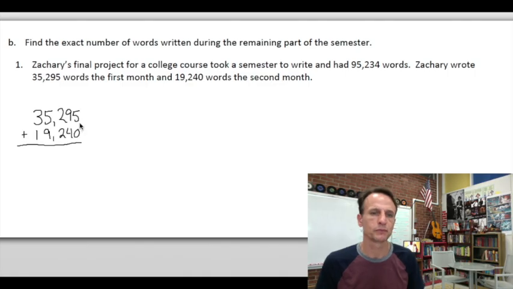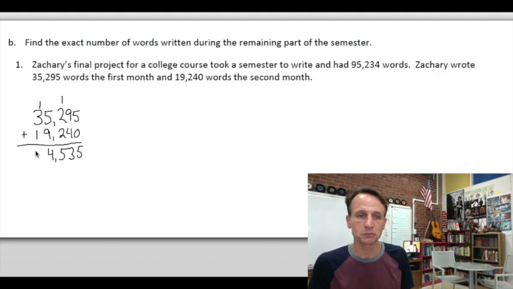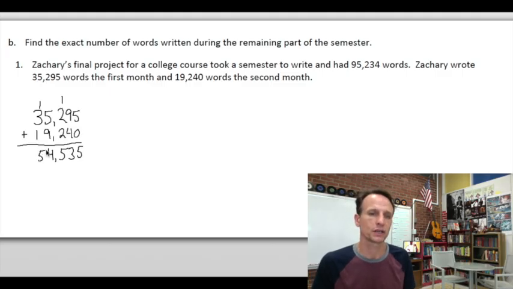So we'll add these up. So we have 5 plus 0, 5, and 9 plus 4. Got it, 13. Regroup that 1, 1 and 2 and 2. 5. 5 and 9 make 14. Regroup the 1, drop that comma. 1 and 3 and 1 are 5. Okay, great. And so now we will take the total number of words and subtract parts 1 and 2 here, and that will give us the remainder.